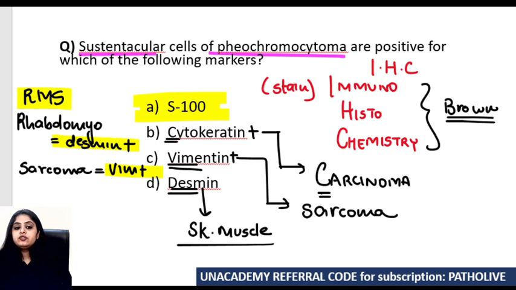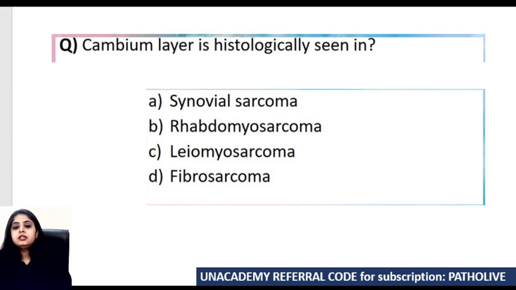Well, with which this question is also done, and now we move on to another very simple question, and that is this. An all-time favorite NEET PG previous year question regarding the cambium layer. Cambium layer is histologically seen in which of the following? Now guys, I want you also to go a little logically because all four options are equally important. Firstly, the answer to this question, cambium layer is something that I see in a case of rhabdomyosarcoma.